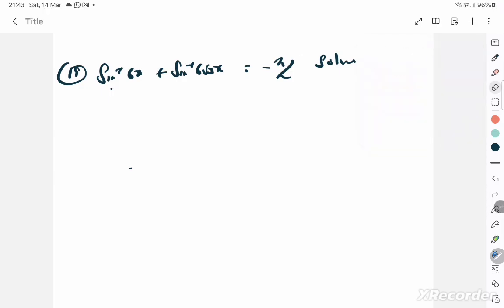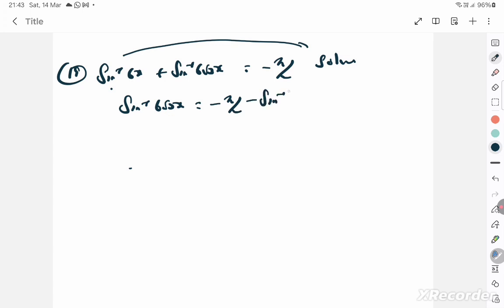Let me try this method. Let me take one of it to the other side. Sine inverse of 6 root 3x is equal to minus pi by 2 minus sine inverse of 6x. You take the minus out, you get pi by 2 plus sine inverse of 6x, is what you get, no? Keep it like this, and if you take the minus sign out, it will become pi by 2 plus sine inverse of 6x. You don't have any such identity.